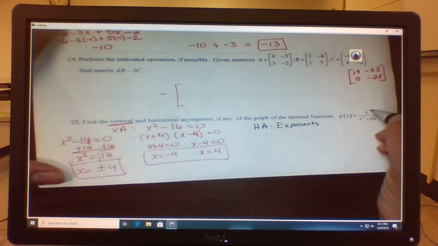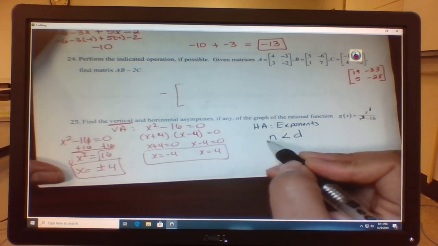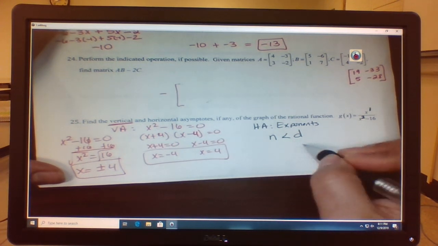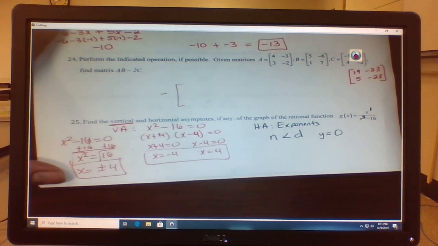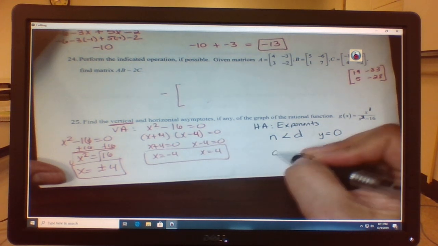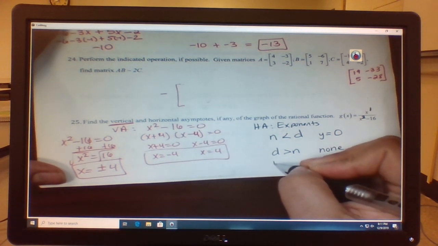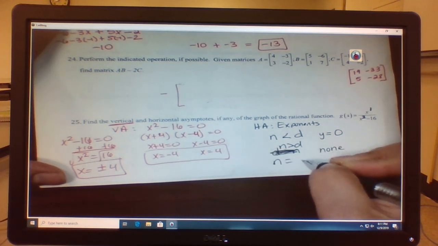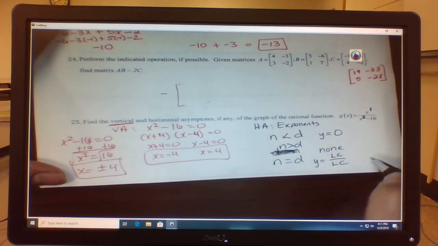What's your exponent on top? Exponent at the bottom? So your numerator is less than your denominator. Your exponent in your numerator is less than the exponent in your denominator. This rule says that when this happens, your answer is going to be y equals 0. When your numerator is greater than the denominator, then that is none. When your numerator is equal to the denominator, then we have leading coefficient over leading coefficient.